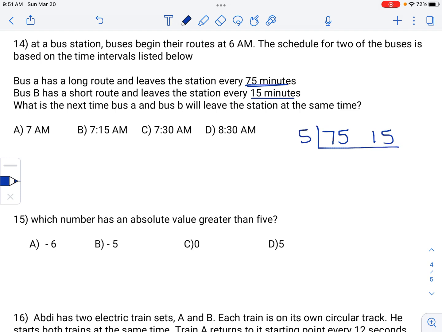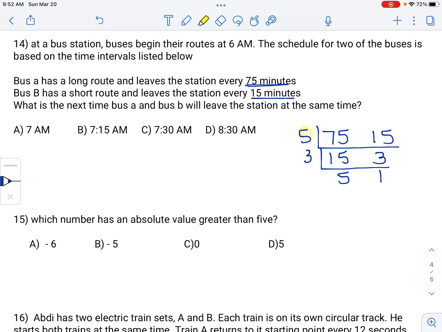And we'll divide by 5. Both of them end in 5. 75 divided by 5 is 15. 15 divided by 5 is 3. Both of these numbers are divisible by 3. 15 divided by 3 is 5. 3 divided by 3 is 1.